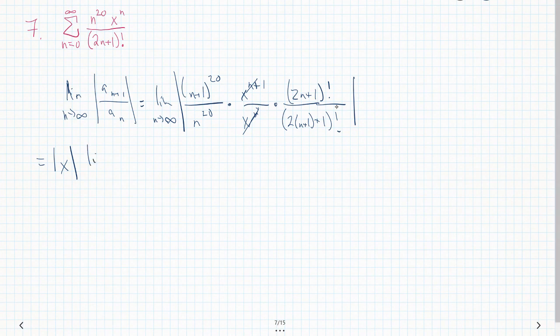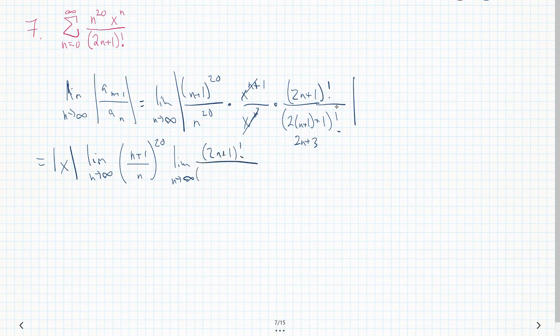The next part isn't so bad. We have the limit as n goes to infinity, and the absolute value on this isn't going to make a difference since we're talking positive values. So we have n plus 1 over n raised to the 20th power. Luckily that's a finite number, so that's going to be easier. We can pull this limit on the inside. And for the other one, notice this is 2n plus 3 down below. So we get the limit as n goes to infinity of 2n plus 1 factorial.